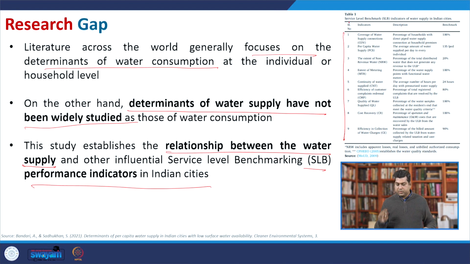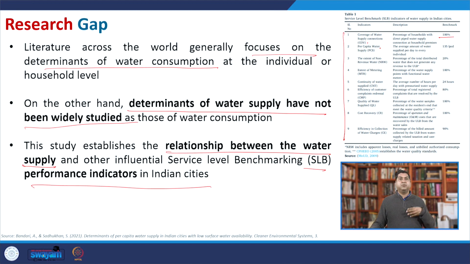So what are those service level benchmarks? One is the coverage of water supply connection. This is the indicator, and the description is the percentage of households with direct pipe connection, where the benchmark is 100%. Each and every household will have a connection. Many of the cities have achieved it, but in some cases it is still in progress. Per capita water supply: for a long time it was assumed that 135 liters per capita per day is the supplied quantity which can be averaged out.